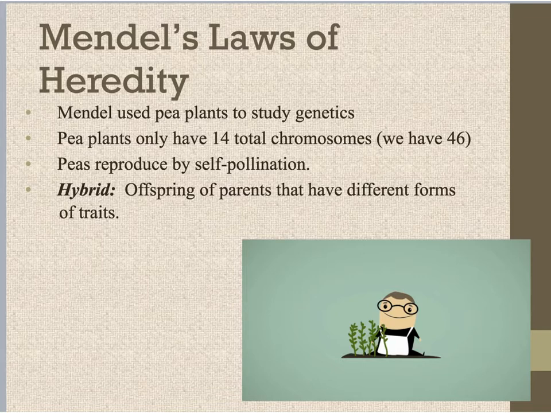And in this case too, the hybrid is the offspring of parents with one trait, and the offspring has one of each gene, one of each allele. Peas also reproduce by self-pollination. That makes them really easy to study. If you have mammals and you have to get certain mammals together and then wait months for them to have a baby, it just gets kind of crazy and it's hard to study things like that.